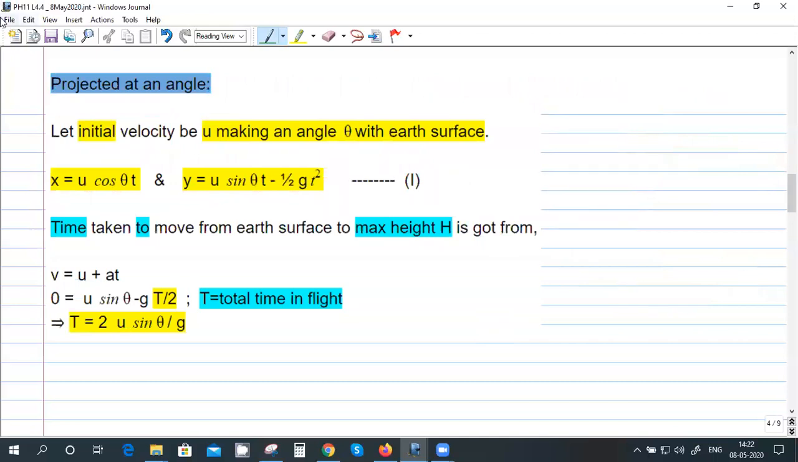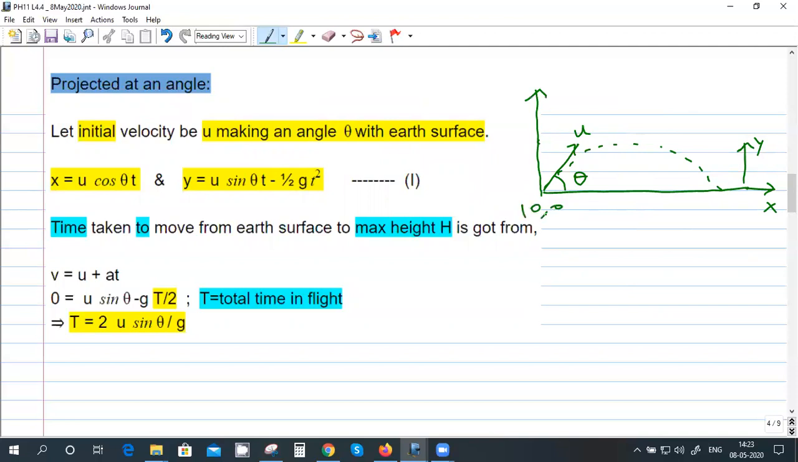So now we are projecting at an angle. So the initial velocity in the horizontal direction, this is u, and it's making angle theta with the earth. This is my x-axis, and the y-axis is like this. Actually, the origin of x and y is here. So this is 0, 0. So what is the initial velocity in the x direction?